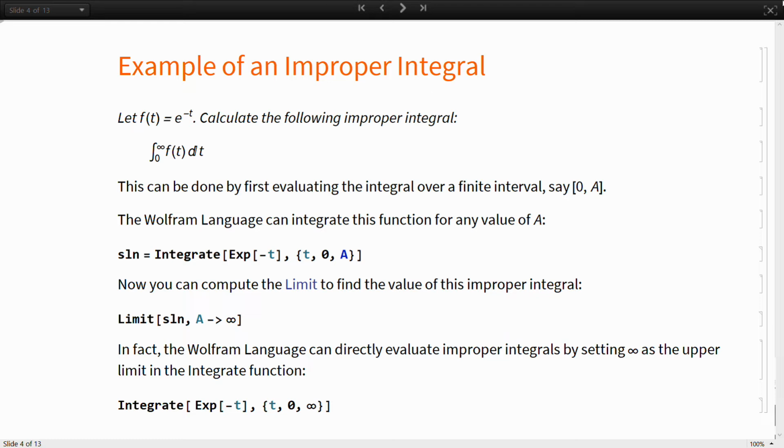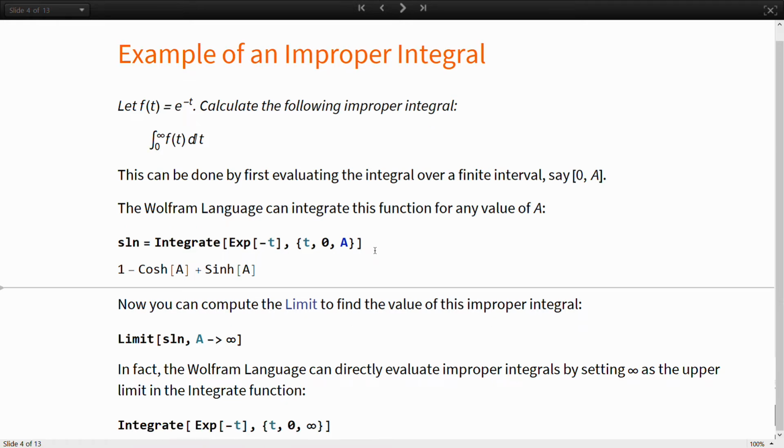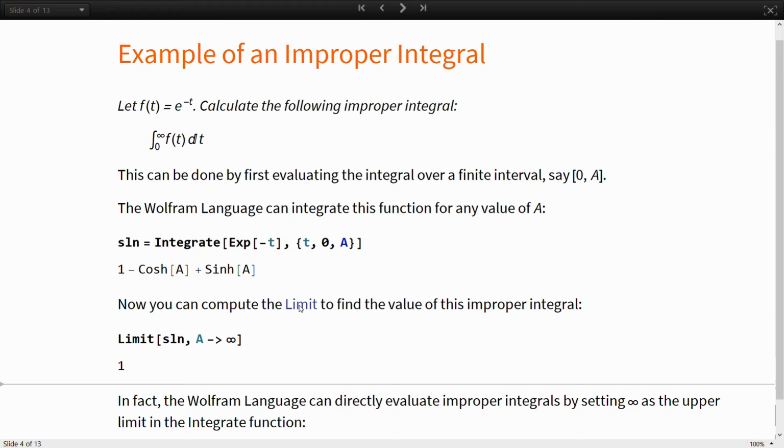Let's take a look at calculating an improper integral. We will calculate the improper integral here, where f of t is equal to e to the minus t, and the limit of the integral goes from 0 to infinity. First, calculate the integral over a finite region, like from 0 to a, where a is some arbitrary positive number. We can calculate this definite integral from 0 to a in the Wolfram Language using Integrate. Now that we have an expression for the definite integral, take the limit of this solution as a goes to infinity. Therefore, we see that this improper integral is equal to 1.